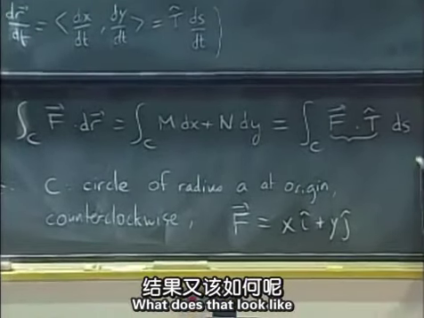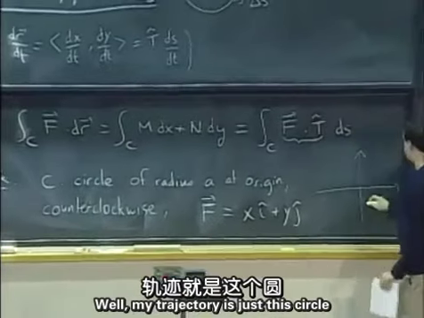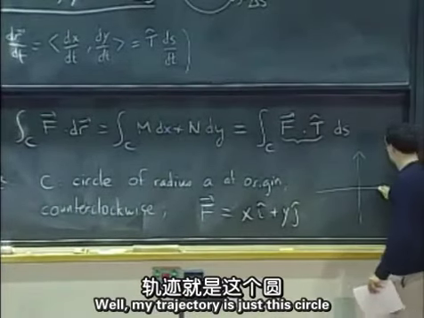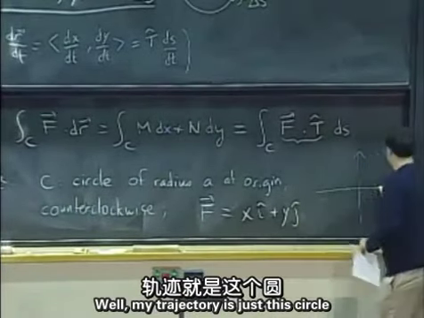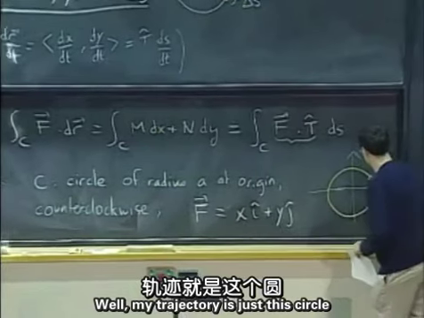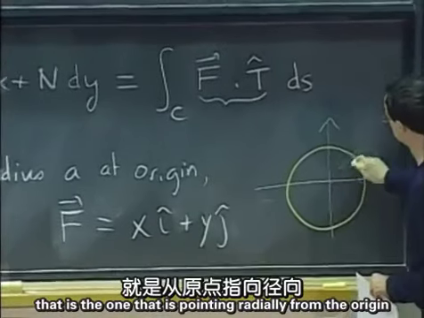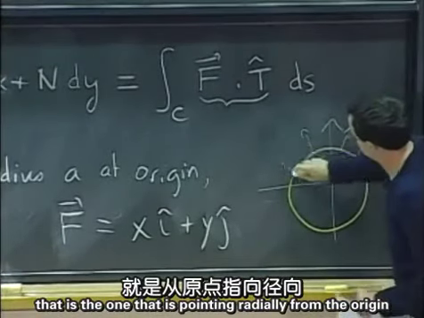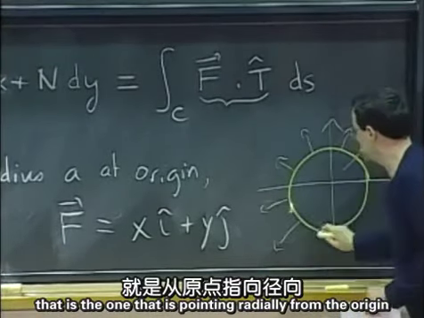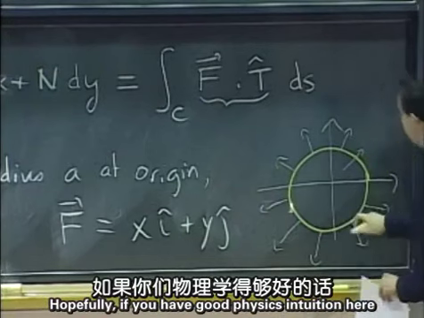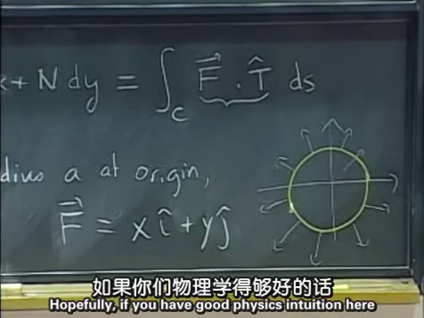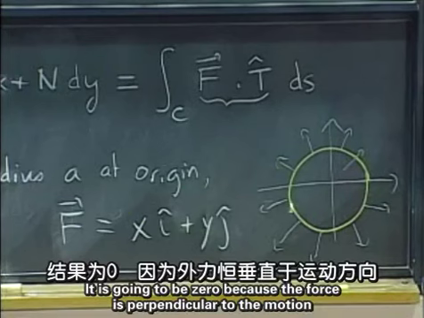Okay, so what does that look like? Well, my trajectory is just this circle. My vector field, remember xi plus yj, that's the one that's pointing radially from the origin. So hopefully if you have good physics intuition here, you already know what the work is going to be. Right? It's going to be 0 because the force is perpendicular to the motion.